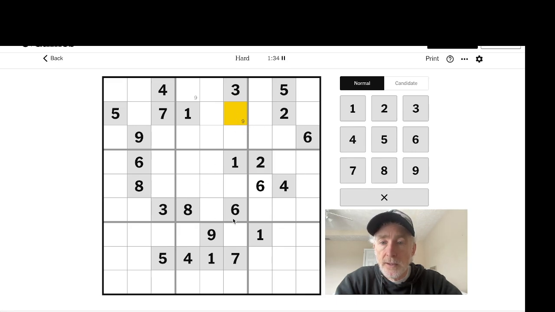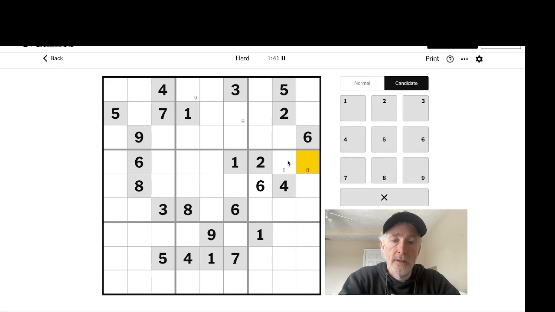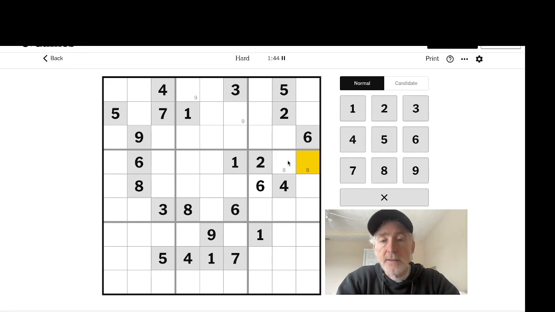What else? What else are they giving us? 8 here looks across. So 8 is restricted to these two cells in box number 6. Let's see. This is interesting down here. You got 4 given digits all up in these two columns, so that's going to probably come into play at some point.